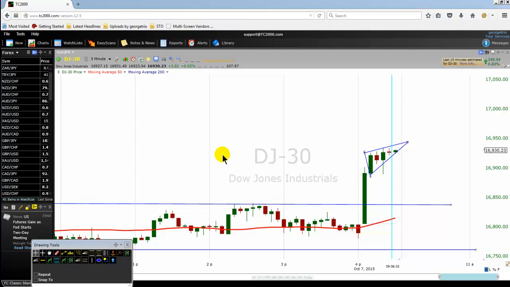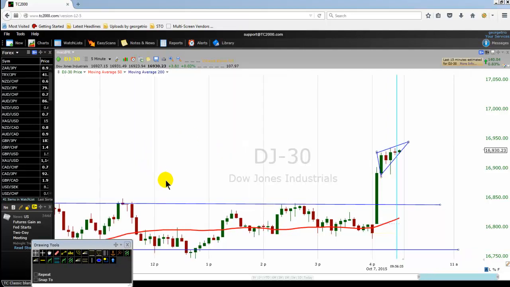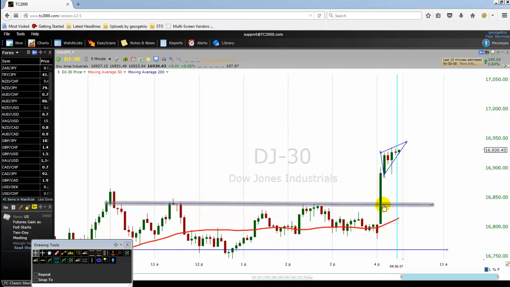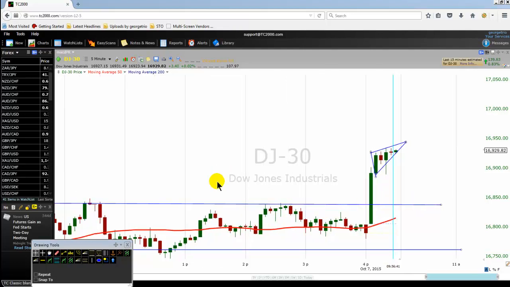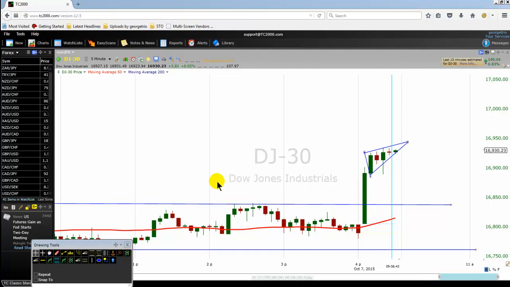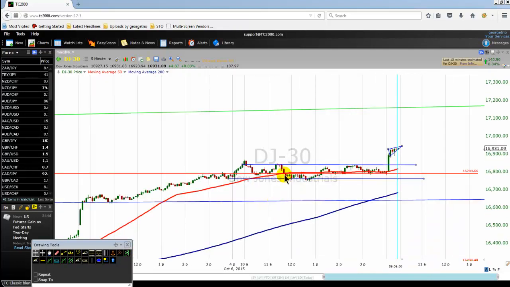I want to buy above the level of 167.89, preferably above this consolidation on the 5-minute chart. Talking about how to day trade using moving averages crossovers like a pro. I'm using here the moving average 50, the red line, and the moving average 200.